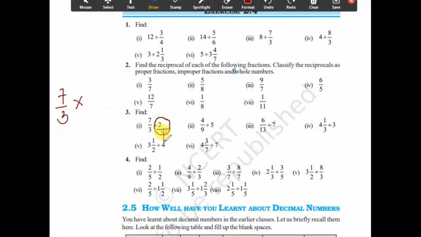So 7 by 3 into this 2 is nothing, 2 by 1. So when we take the reciprocal, it will become 1 by 2. Okay, so when you are solving, you just write 1 as a denominator. So now here you see there is no common factor, so I will multiply numerator with numerator and denominator with denominator. So it will become 6. 3 2s are 6. Okay, so answer is 7 by 6.